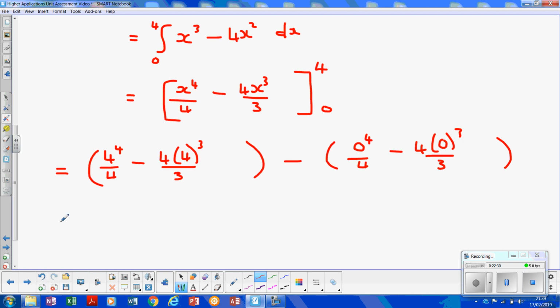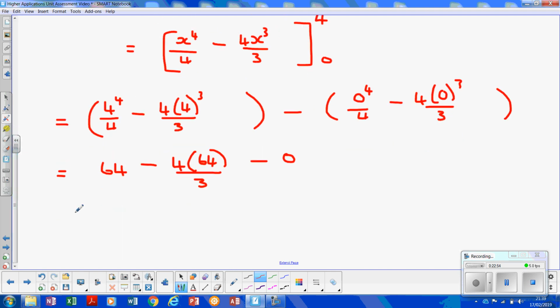Now 4 to the power of 4 divided by 4 is the same as 4 to the power of 3. So 4 to the power of 3 is 4, 4s are 16, times 4 is 64. And that's minus 4 times 4 to the power of 3, we worked out a minute ago is 64, and we've got to divide that by 3. All of that is equal to 0. So all we have to do is to tidy this up. So that is 64. And when I work out this second bracket, 4 times 64 is 256, so it's minus 256 over 3.